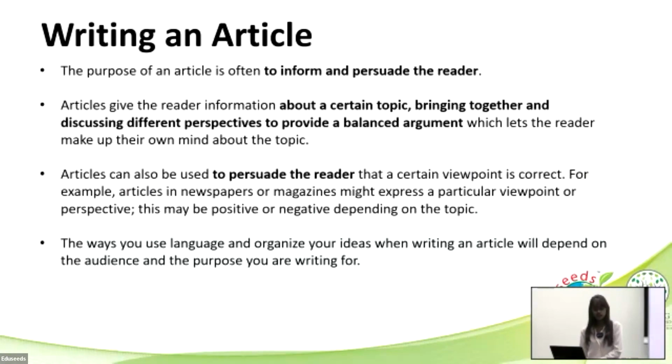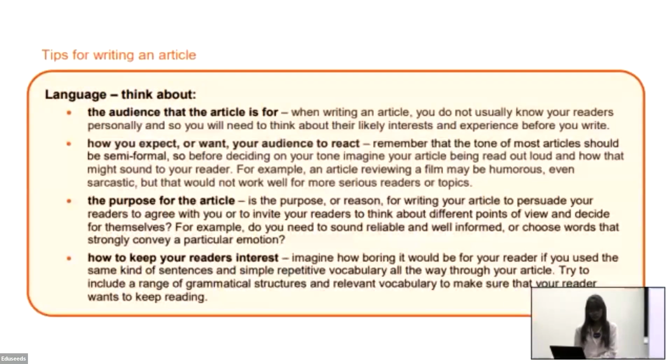So it's very important how you use the language. So let's look at the language. As usual, please identify who your audience is. When you're writing an article, it could be a newspaper article or a magazine article. The most common one is the magazine article. When you're writing an article, you do not know your readers personally. So you need to think about what their interests could be or what their experience could be before you start writing. And what are you expecting, or how do you want your audience to react?